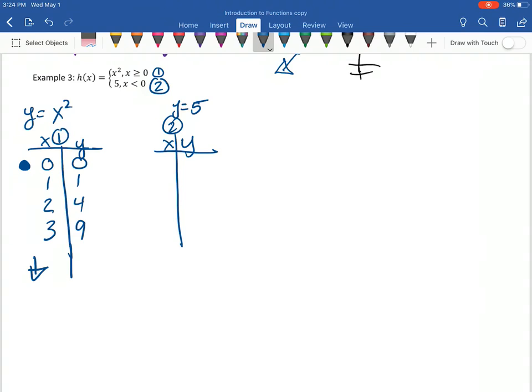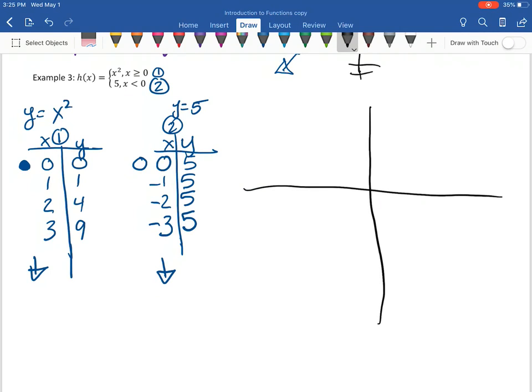For the second piece, I want to pick values that are less than 0. So I'm going to start at 0 with an open circle because I'm not including 0 here. And I'm going to pick values less than 0, so negative numbers, and then an arrow on the other side. And then I'm going to find the corresponding values of y, which in this case, because it's the constant function 5, it's just going to all be 5s. And now we can graph this piecewise function.